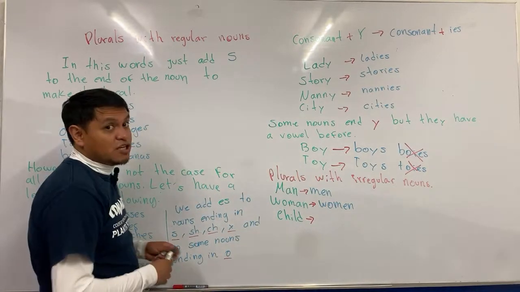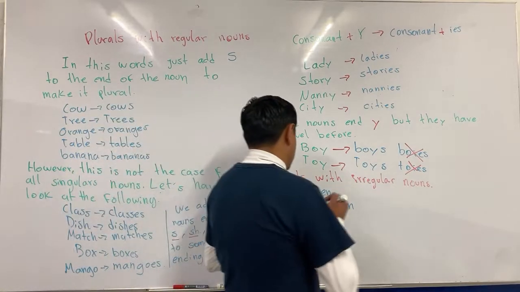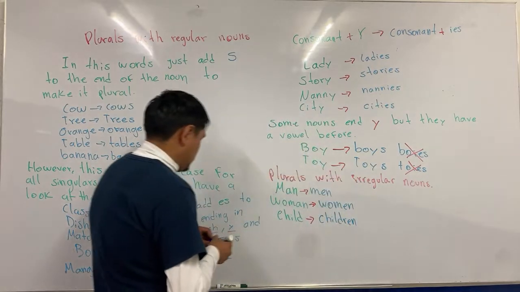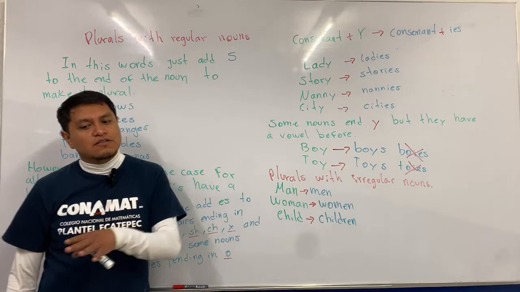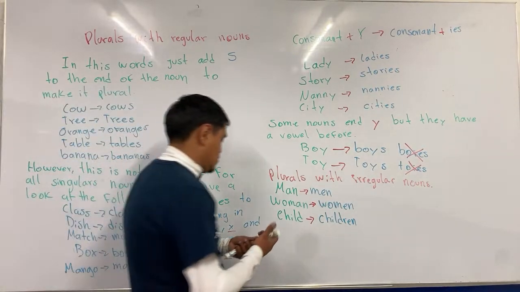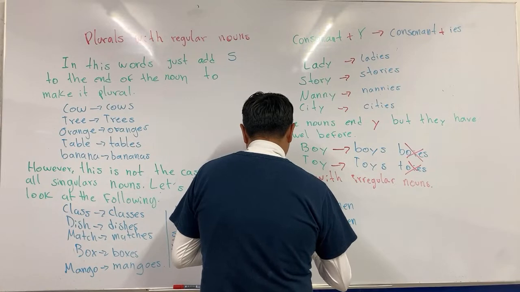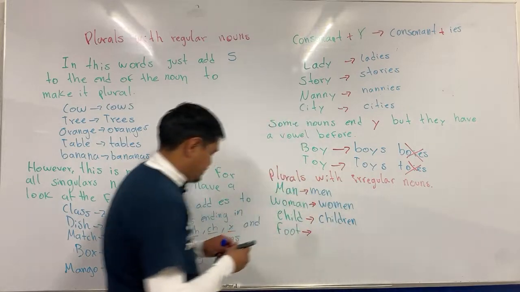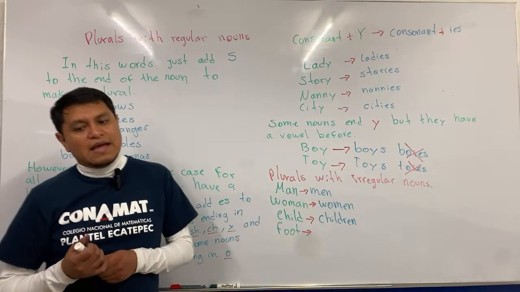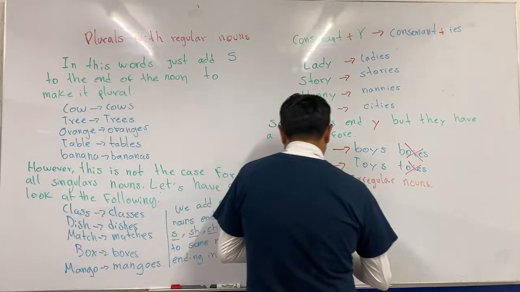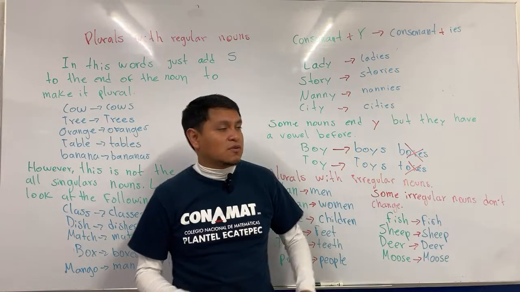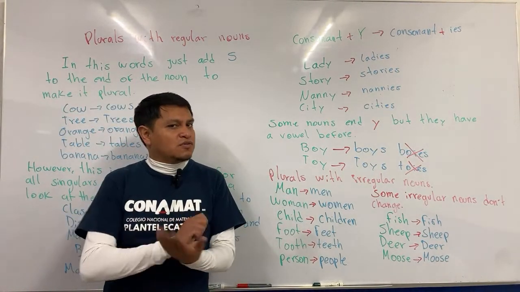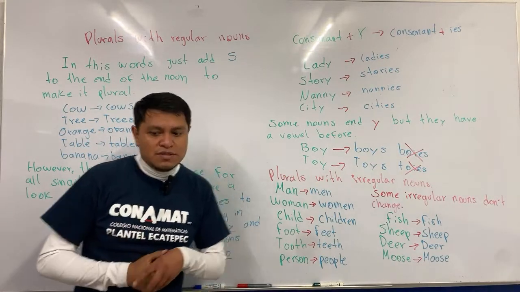The next one, child, changes to children. Next, food, and the next, feet. I'm gonna delete this, but before, take a screenshot or write it right now in your notebook, please.